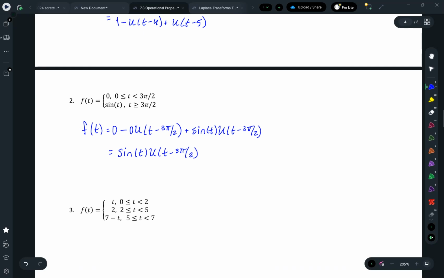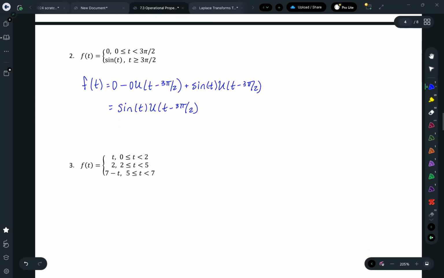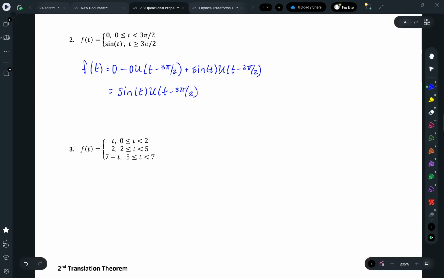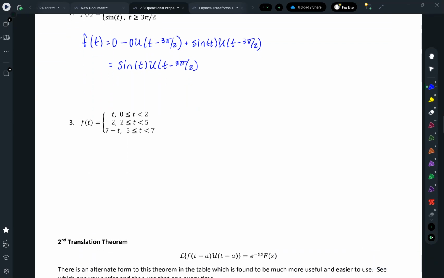The next piece has three pieces. None of them are zeros, which is good. So we can see another one fully formed. All right, three pieces. The first piece is t. So f of t is equal to t, and that's from t equals 0 to t equals 2. And then it shuts off at 2.